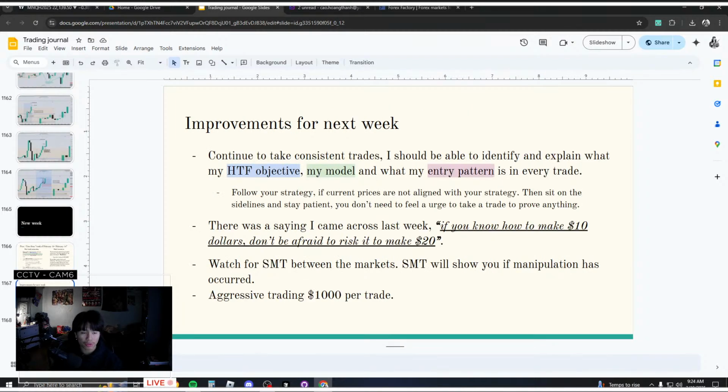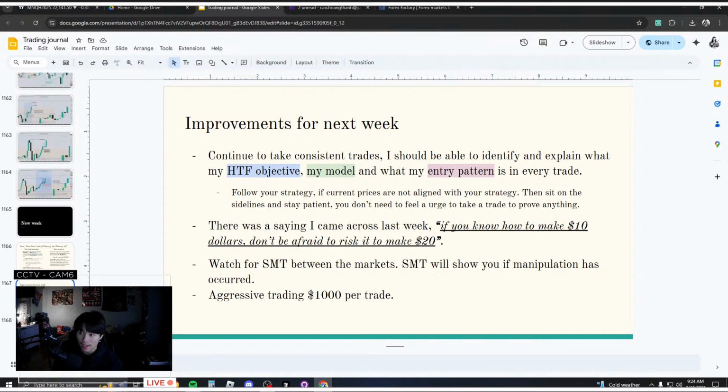And so to wrap things up, some of the improvements here for this week: take consistent models. Like I said, every single trade that I take, I should be able to identify what the higher time frame objective is. I should be able to align myself with that higher time frame order flow with my model, and I should have an entry pattern. Those three components, like I said, should always be identifiable in a trade that I take. And if price isn't presenting me with my strategy, be patient.